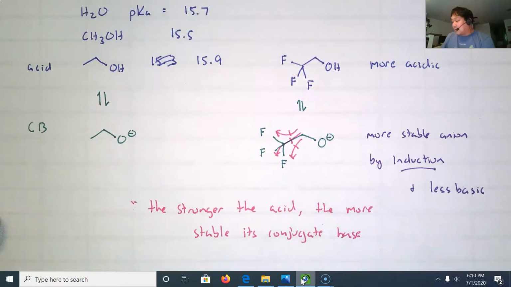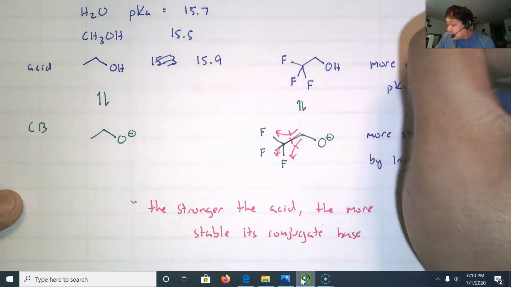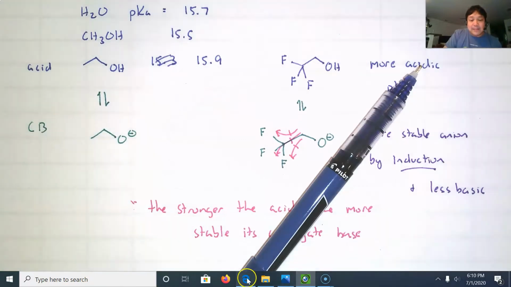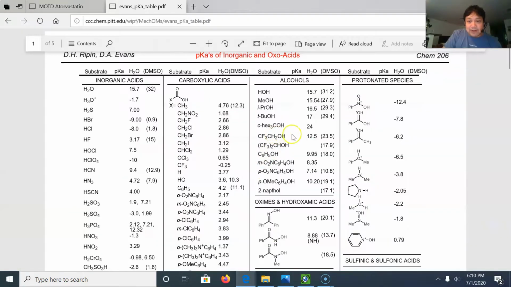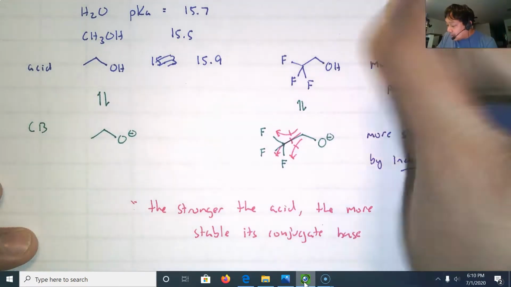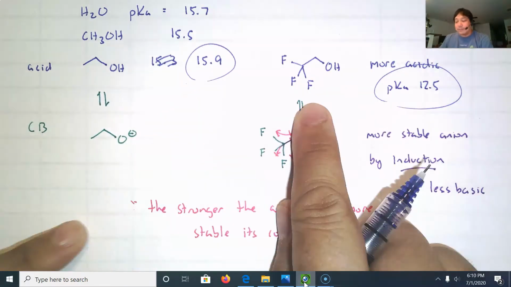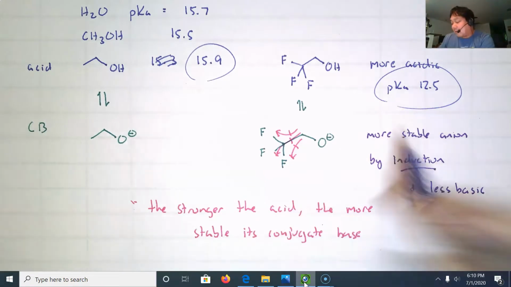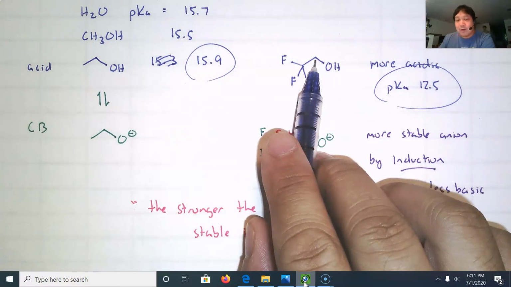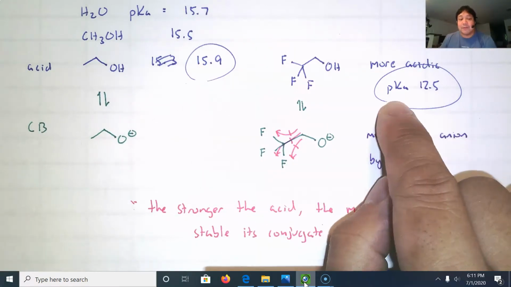The pKa for this molecule here drops. It becomes more acidic, and Evans' pKa table does have that. It's right here, 12.5. First of all, the one with fluorines is more acidic. I bet that if we replace these hydrogens with even more fluorines, like put 2 more fluorines here, that pKa is going to drop even further.